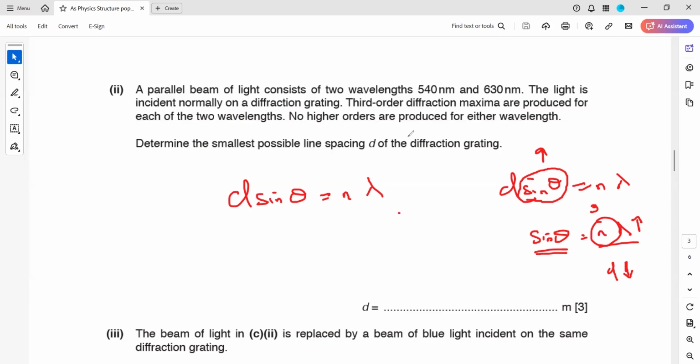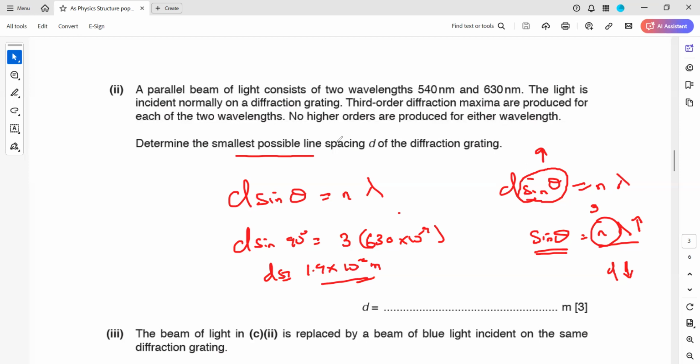So D sine theta equals n lambda, if we need D. What about the maximum possible angle for a grating element? We always take that as 90 degrees, as sine 90 is maximum. So this will be 90. n is the order of the image. It's a third order image and it's a maxima. So it will be 630 times 10 to the power minus 9. If we need D, it will equal 3 times 630 times 10 to the power minus 9 divided by 1, which gives 1.9 times 10 to the power minus 6 meters. Is it clear? The smallest possible line spacing.